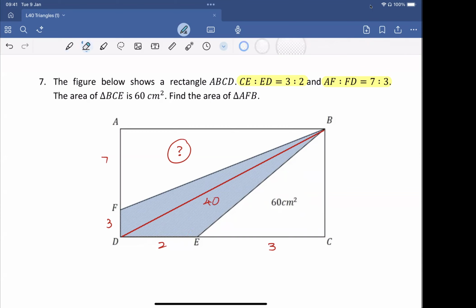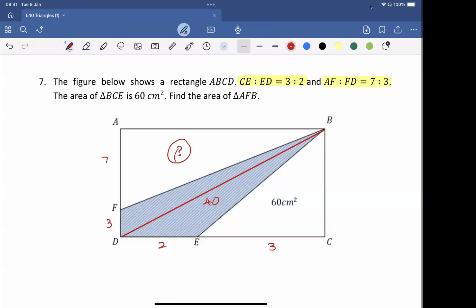So what is the area of half of the rectangle? What is the area of half of this? Oh, 100 centimeters squared. Okay, so the entire half of the rectangle is 100. That means the other half is also 100, because the other half should also be 100.